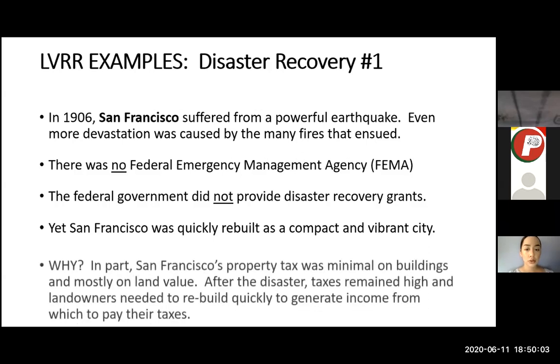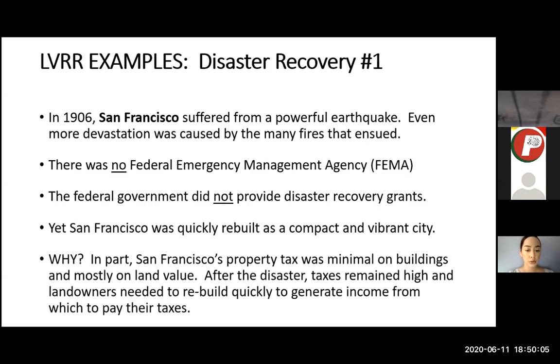How did this happen? Well, in part, it's because San Francisco's property tax was very minimal on buildings and mostly on land value. After the disaster, taxes remained high, and landowners needed to rebuild quickly in order to generate income from which to pay their taxes.